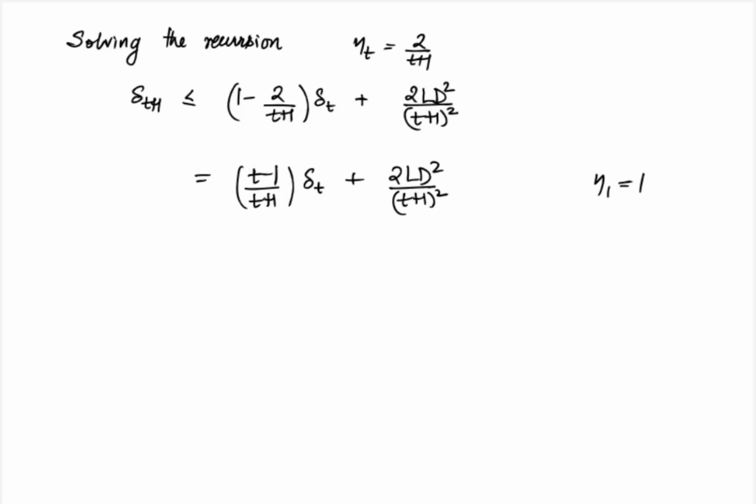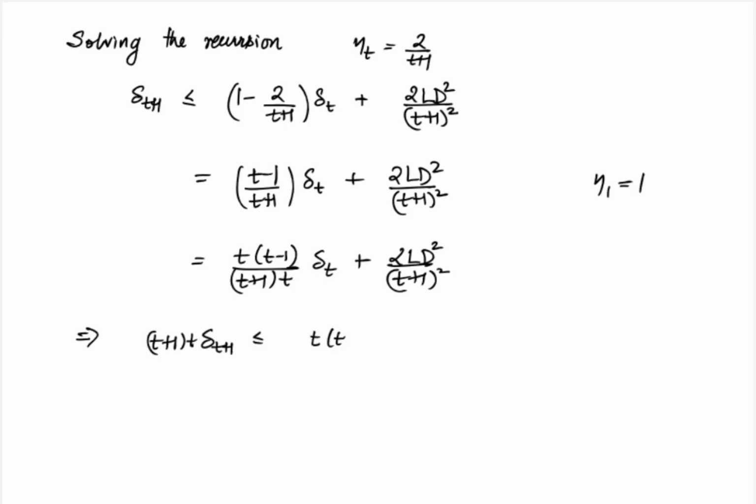Now to make it into the required form, you need to do some manipulations for which some trial and error is needed. In this case, what we can do is multiply and divide the first term with t. Then the bound can be written as t into t minus 1 divided by t plus 1 into delta t over t, plus 2 L D square by t plus 1 square. Now we multiply both sides of the equation by t into t plus 1. We get the required form, which is that t into t plus 1 into delta t plus 1 less than or equal to t minus 1 into t into delta t plus 2 L D square into t by t plus 1.